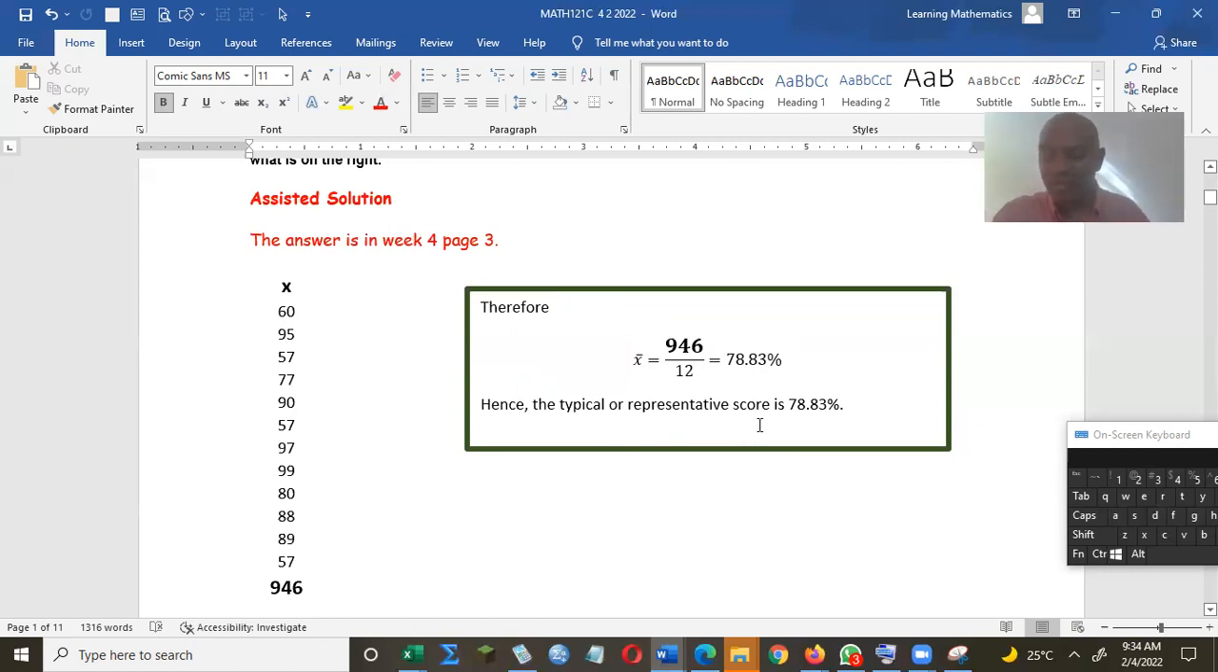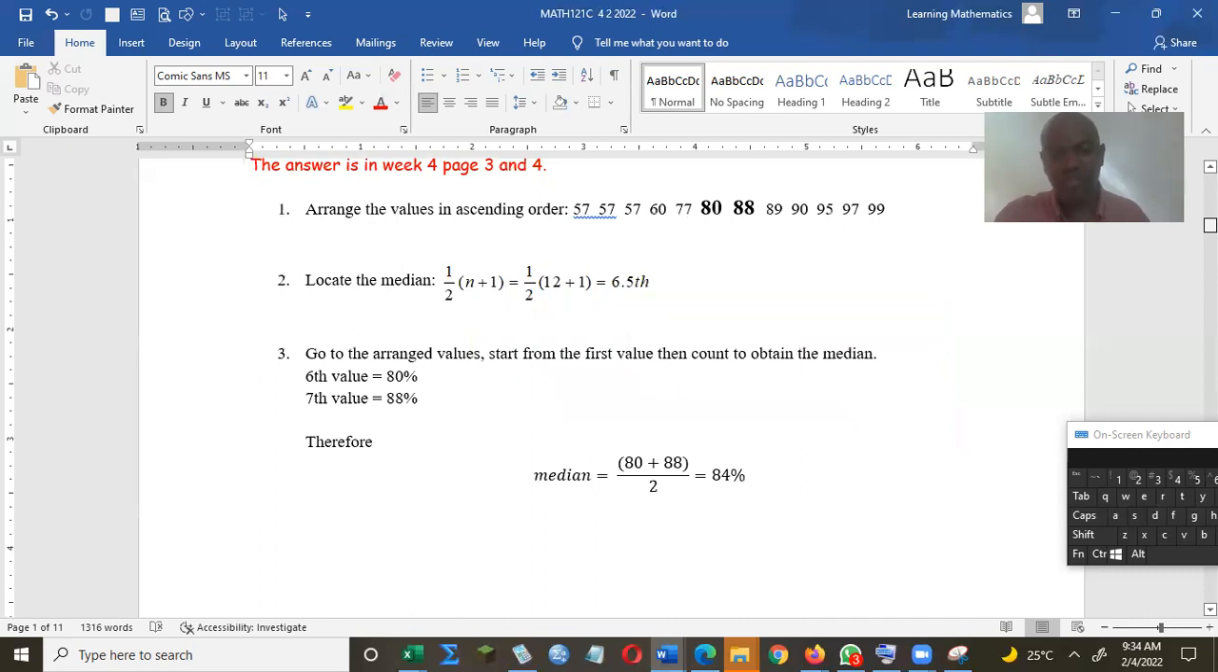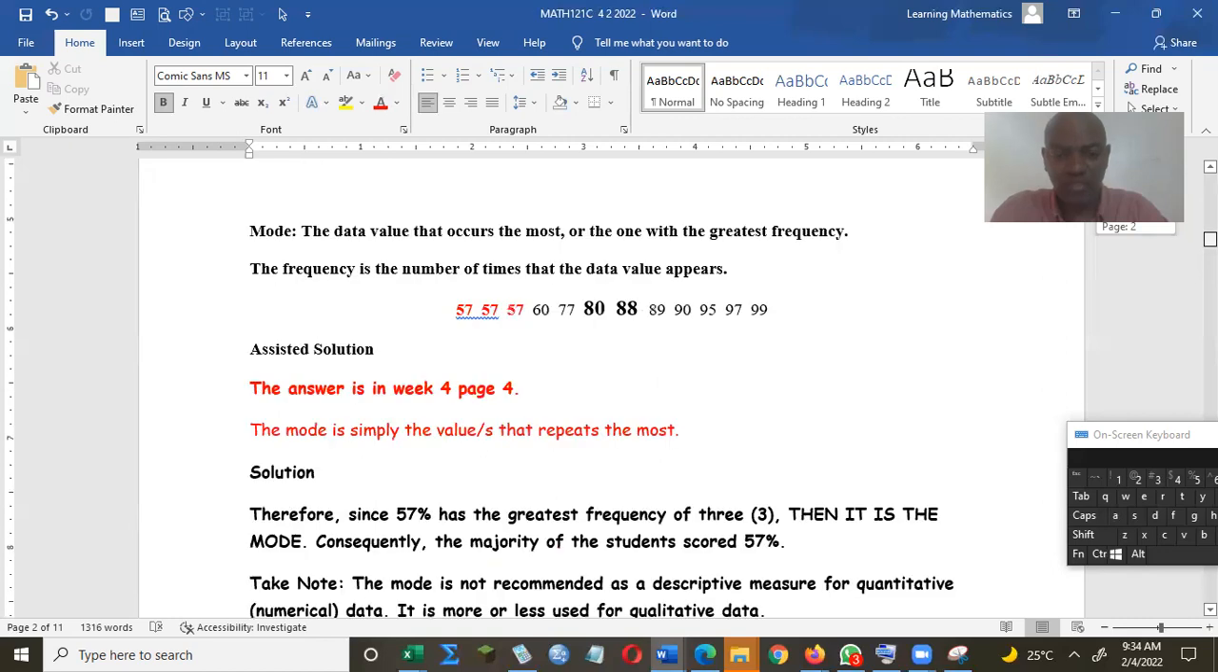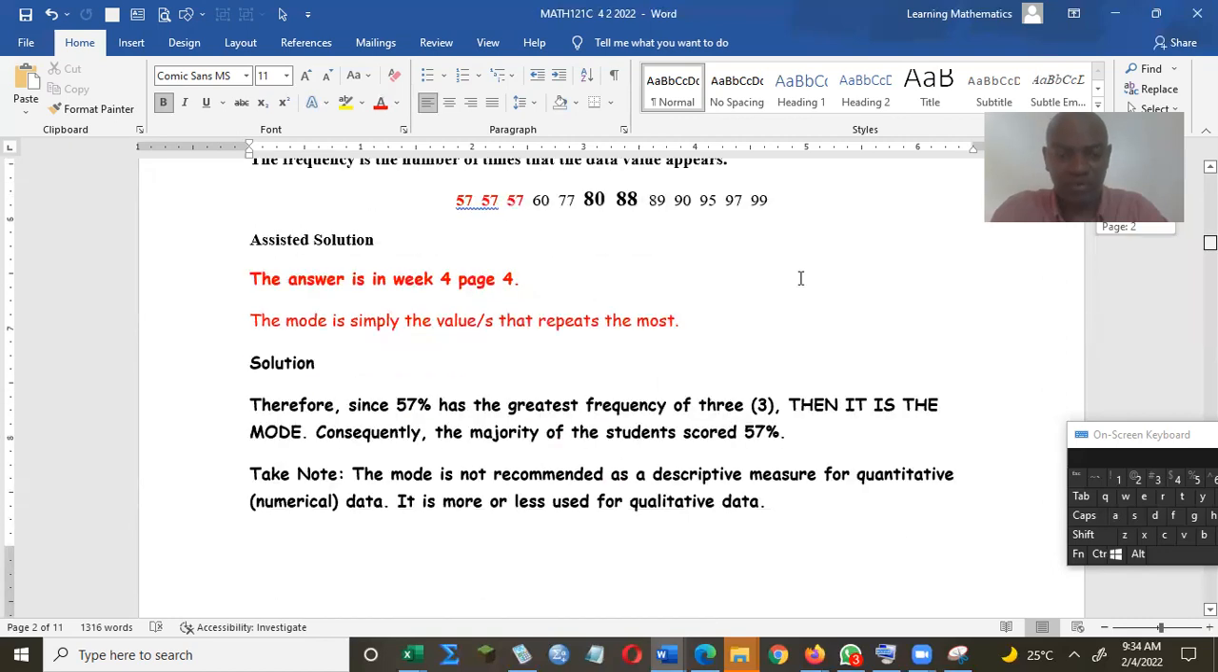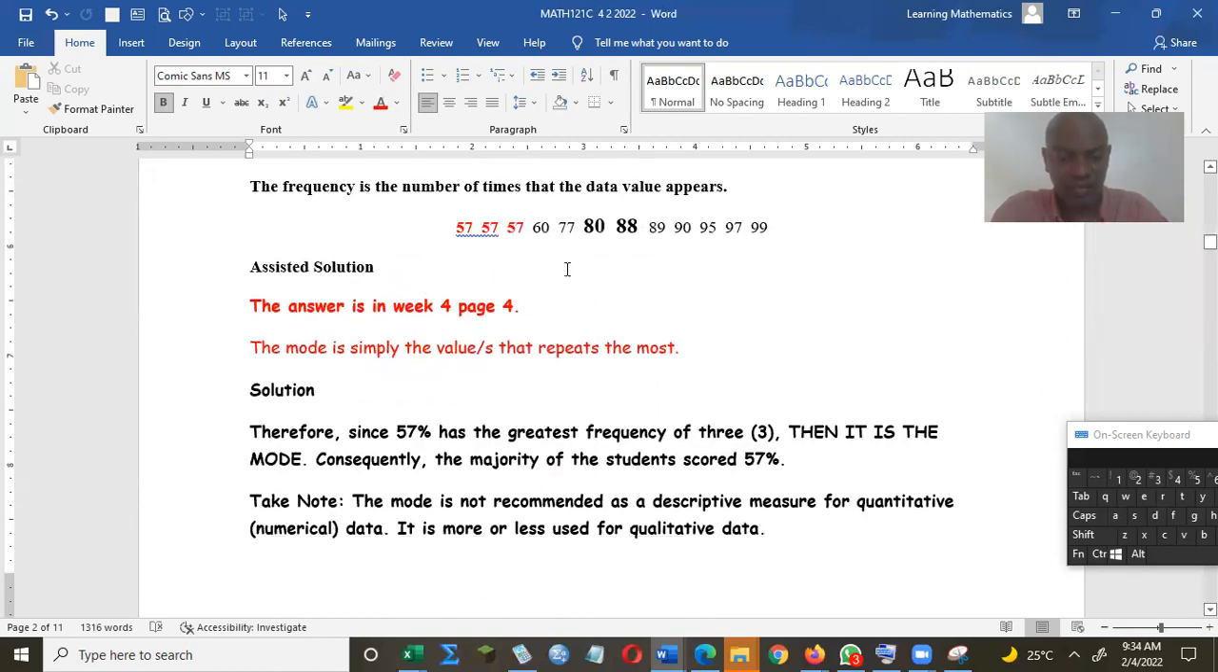But if you want to do further numerical analysis, which we'll be doing later, then the mean is the boss. If you want to use a central tendency to talk about the numbers, go for the median. Be it skewed to the left, be it skewed to the right, be it symmetric, the median is always useful to talk about the values. So the mode is more or less reserved for qualitative data, okay?